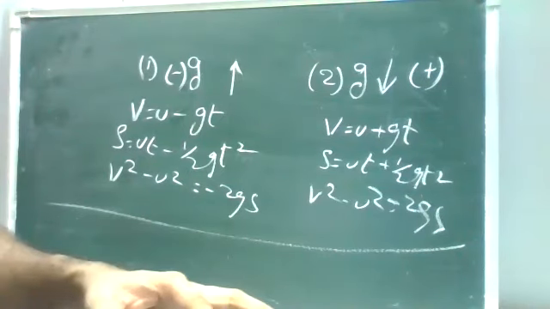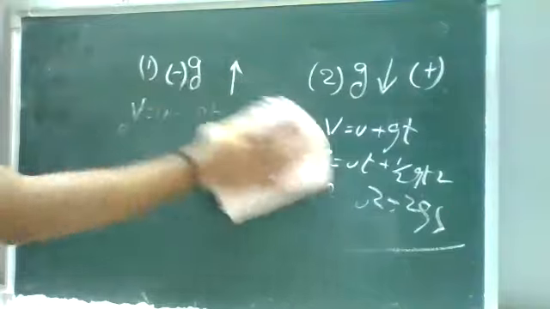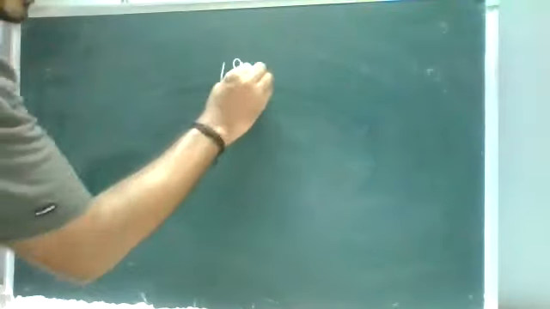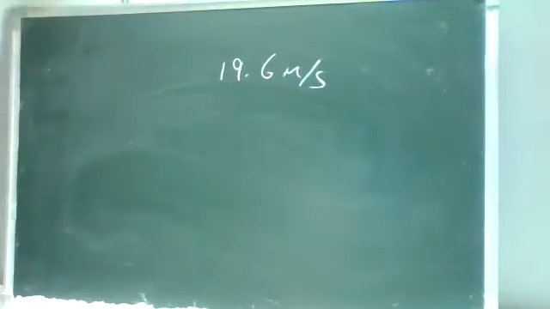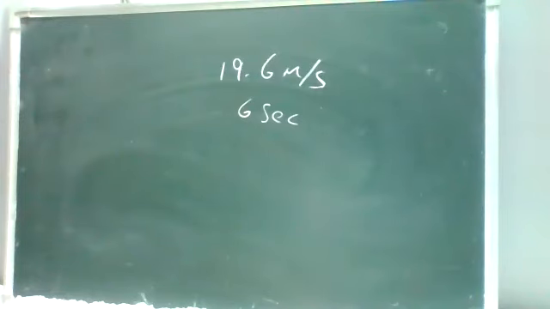A ball thrown vertically upwards with a speed of 19.6 meter per second from the top of a tower returns to the earth in 6 seconds. Find the height of the tower.